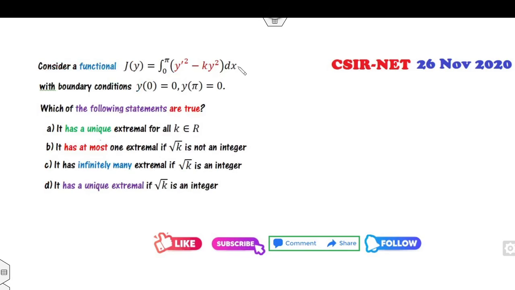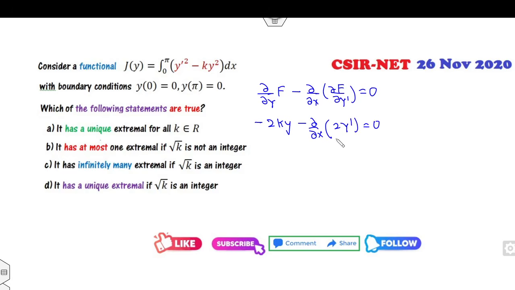Okay, look at this another one. Again, this is independent of y, independent of x, but it has a plus minus sign. So I can start with this equation. Can you substitute this value quickly? It's minus 2ky minus 2y dash. I can cancel that 2: y double dash plus ky is equal to 0.